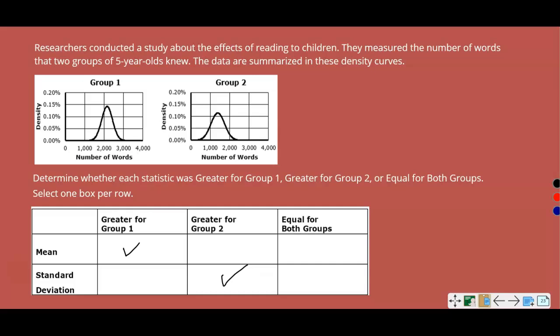You're just kind of eyeballing it, but the fact that you can tell that this one goes from about 1,500 to 3,000, that means that's a difference of 1,500 for your normal distribution curve for the most part, the main parts of the normal distribution curve, not counting the outliers. And then for group 2, it goes from about 500 to 2,500, which is 2,000 words. So this one would obviously be just a little bit greater.